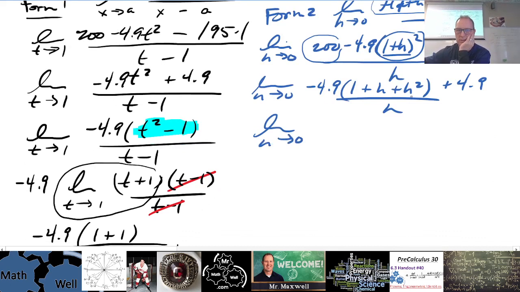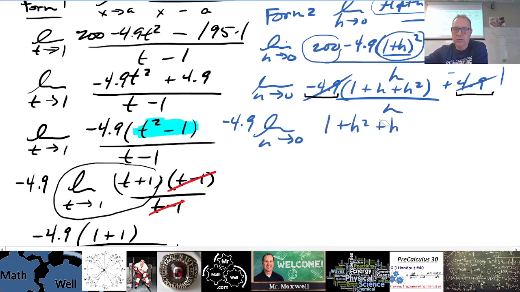Continuing on, what else can we do here? Should I multiply this in? You don't have to, because I see a common factor in the first term and the second term. You could take a negative 4.9 out of both terms. That's going to be a minus 1 when it's all said and done. So I have 1 plus h squared plus h plus h squared, and then minus 1. I took out a negative 4.9, which makes this a negative 1.